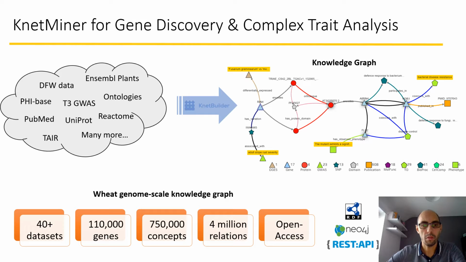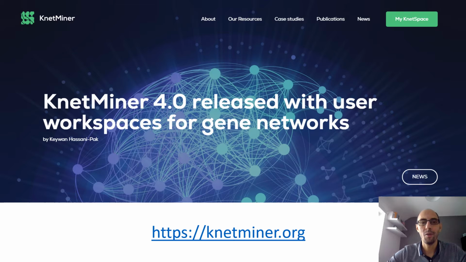The wheat knowledge graph has been constantly growing over the past few years. Currently, it has over 40 datasets with information about 110,000 wheat genes. In total, it contains 750,000 concepts and 4 million relationships. The data is open access and can be accessed through different means such as RDF and Neo4j endpoints. Here I'm going to talk about the NetMiner user interface and the new features it has. All public NetMiner resources, including Wheat, Arabidopsis, and Rice, have been updated to the latest 4.0 release.